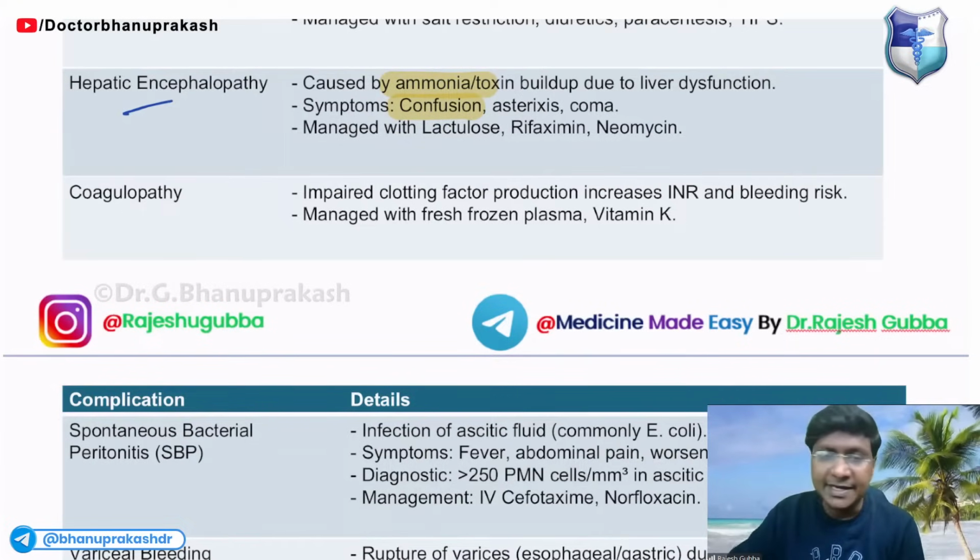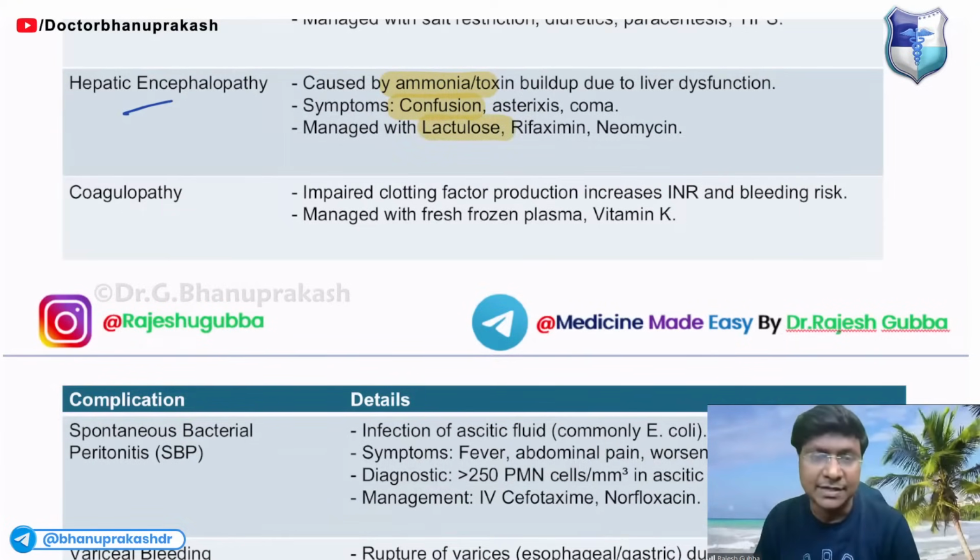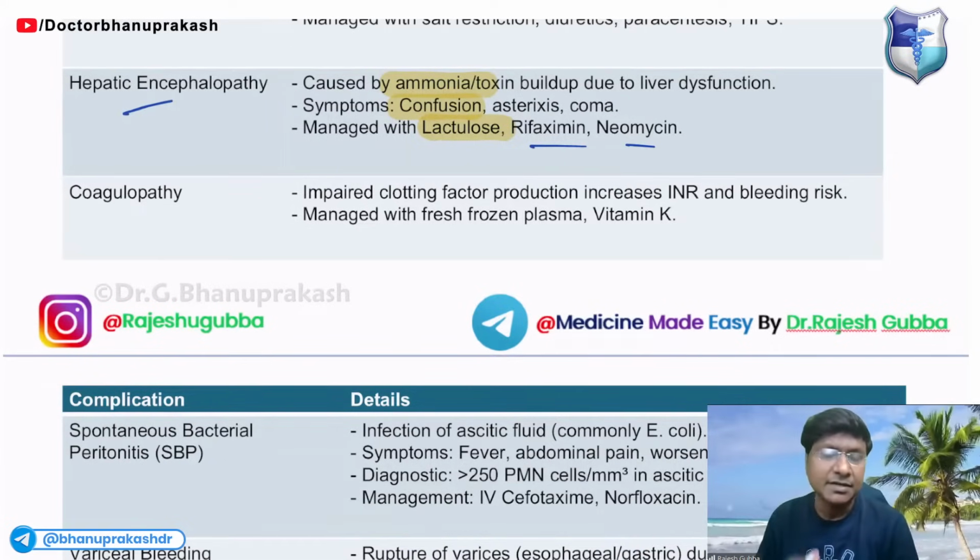Then how will you manage this hepatic encephalopathy? Just now, as I have said, you need to give lactulose. And what is the purpose of giving rifaximin and neomycin? Rifaximin is given mainly to kill the gut bacteria because I don't want excess ammonia to be produced. So how can I achieve this? By giving rifaximin. Rifaximin will kill the gut bacteria, so excessive synthesis of ammonia will not be there, right?